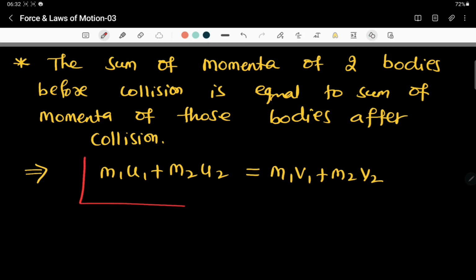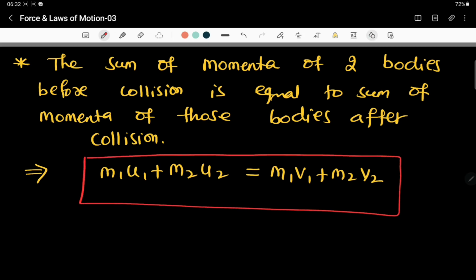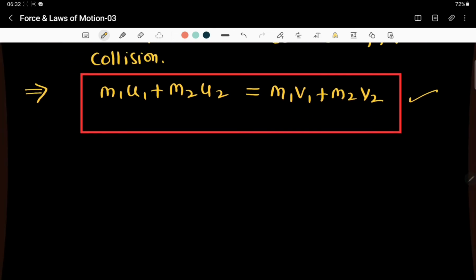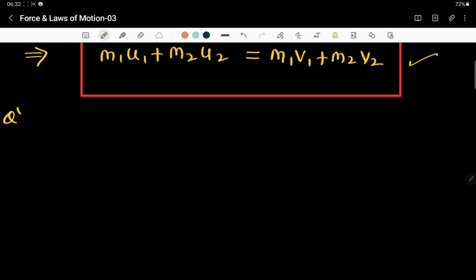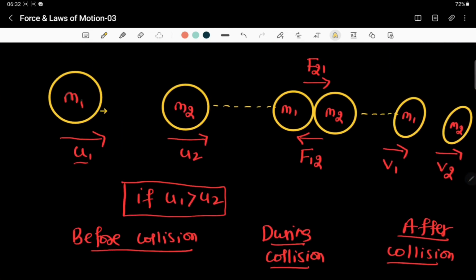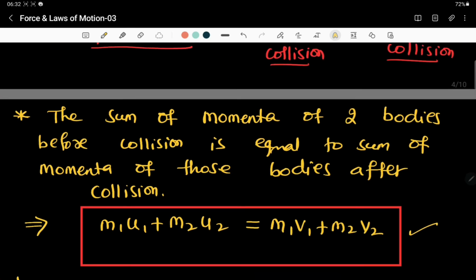So this is the equation for the law of conservation of momentum, and we are going to use this in the numerical section. All right, and now we have to prove this. How will the question be asked? They will ask you to state the law of conservation of momentum. At that time you can write this statement, and you can draw the diagram also. But we have to prove it.